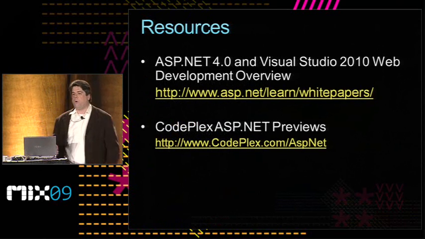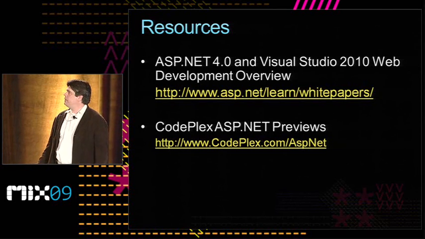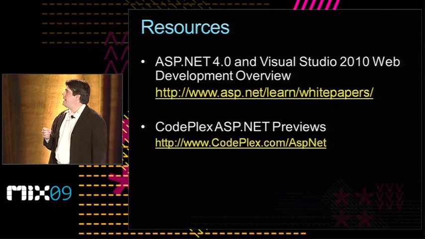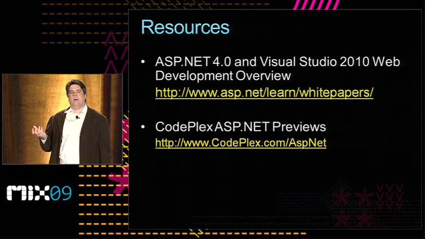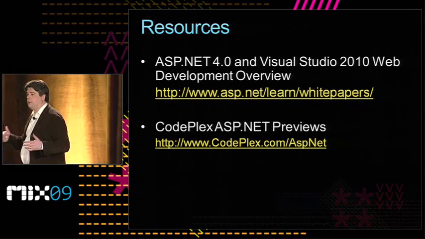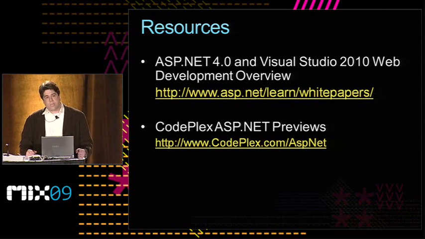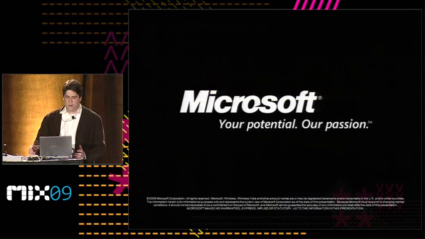So if you want to learn more about any of this stuff, we just put up a white paper that goes over all the new improvements in ASP.NET 4.0. That's, again, at the official ASP.NET site. So go to asp.net/learn/whitepapers. And you can download this white paper that gives you a Visual Studio 2010 and ASP.NET 4 overview. And the other place to go to is Codeplex. Because if you go to the Codeplex site, we have previews of things like the ASP.NET AJAX and some of the features I've been talking about in ASP.NET 4.0.